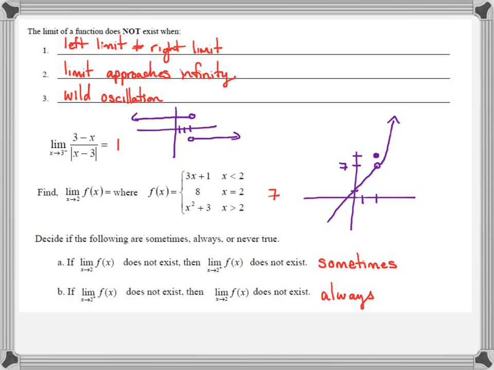Decide if the following are sometimes, always, or never true. If the limit as x goes to 2 does not exist, then the limit as x goes to 2 from the right does not exist. That's sometimes true. What if the limit as x goes to 2 from the left does not exist? Then the limit as x goes to 2 would not exist, but the limit as x goes to 2 from the right may exist. Part B, if the limit as x goes to 2 from the right of f of x does not exist, then the limit as x goes to 2 of f of x does not exist. That is always true.